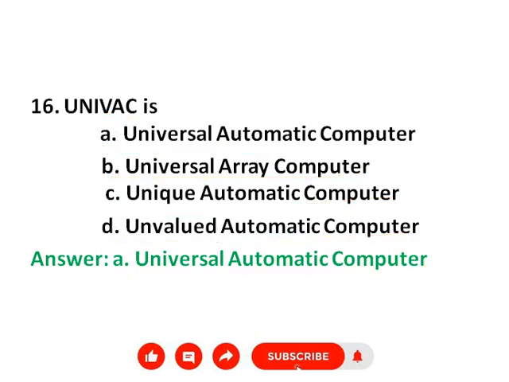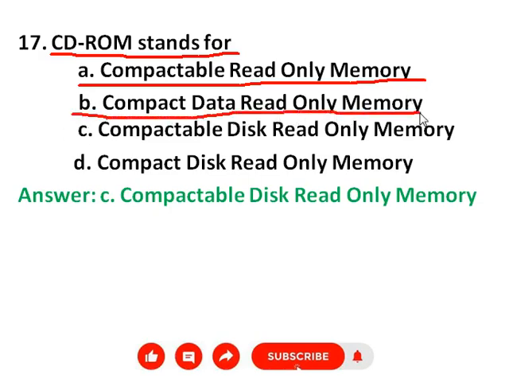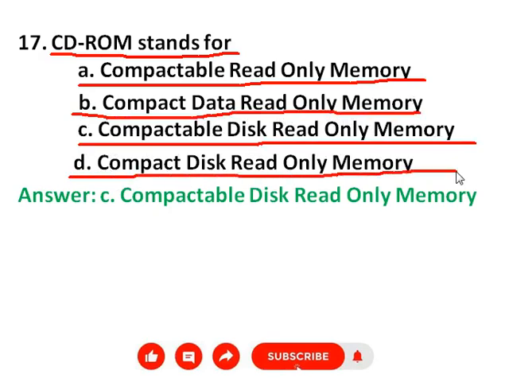Our next question is, CD-ROM stands for? Option A, Compactable Read-Only Memory. Option B, Compact Data Read-Only Memory. Option C, Compactable Disk Read-Only Memory. Option D, Compact Disk Read-Only Memory. So here correct answer is option C, Compactable Disk Read-Only Memory.